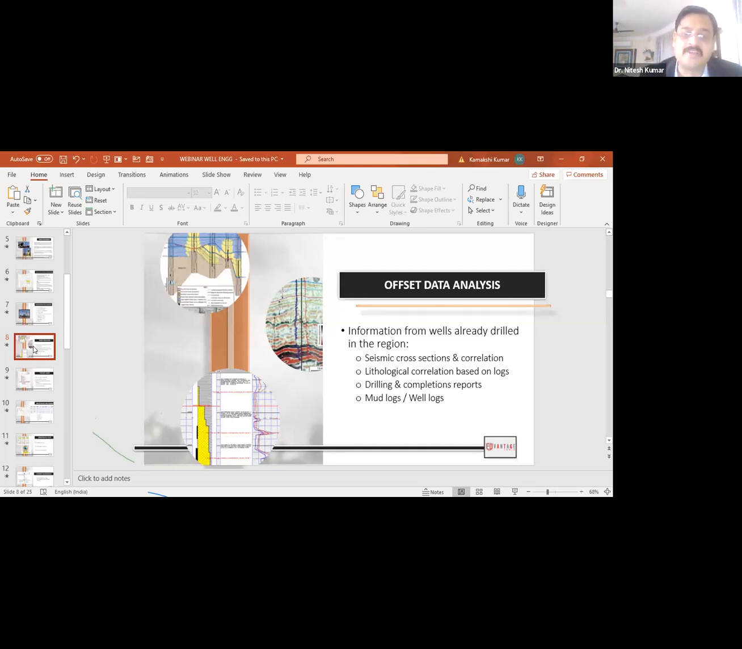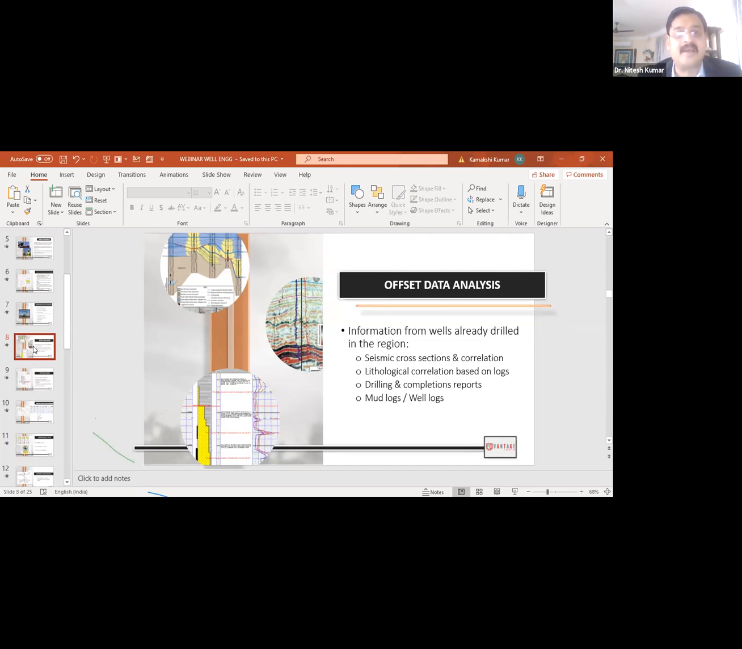So what you want to make sure is you want to do a thorough analysis of this offset data, and try to plan a well which would be, if not exactly, but similar to the one which has already been drilled, and you learn from their problems. So if there was a drilling problem and you were not able to identify an overpressure zone, that would reflect in the mud logs or the well logs of that well. And when you identify those challenges, I'm sure that you will not repeat the same problem again.